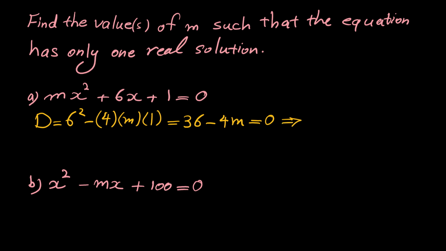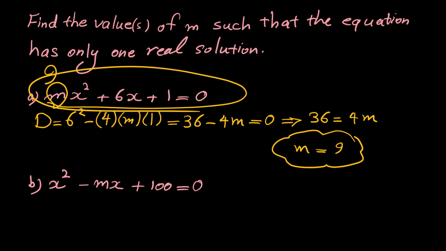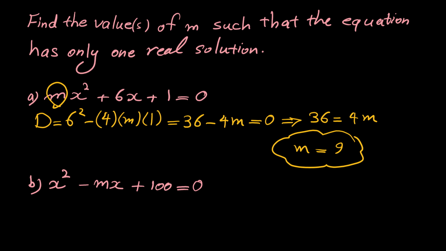From this, if we move 4m to the other side, or add 4m to both sides, 36 equals 4m. By dividing both sides by 4, m is 36 divided by 4, which is 9. So if m here is 9, then this equation has only one real solution. For any other value, like 10, 5, negative 1, the equation has two solutions or no solution. Only for this particular value of m does the equation have only one real solution.